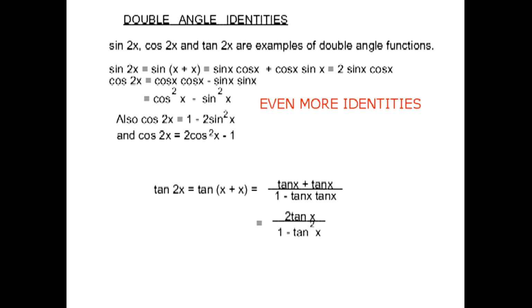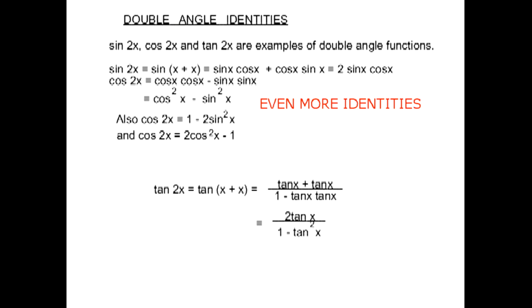The next one we want to look at is the cos of 2x. Now, if you go back to your sum and difference of angles identity, the cos of A plus B is equal to cos A cos B minus sine A sine B. If A and B both become X, you find that cos of X plus X is equal to cos X cos X minus sine X sine X. When you simplify that, you end up with cos squared X minus sine squared X.